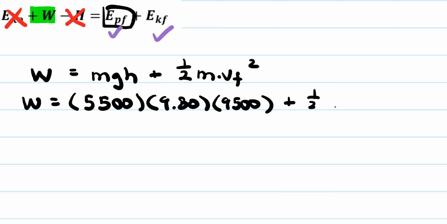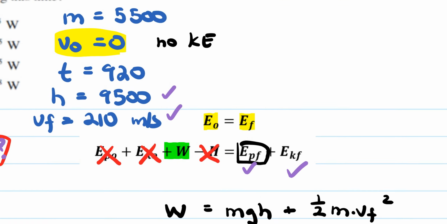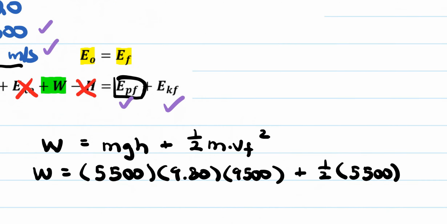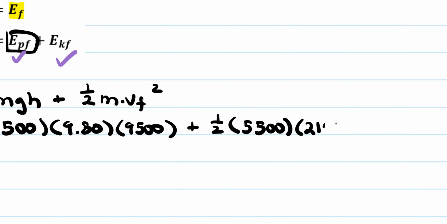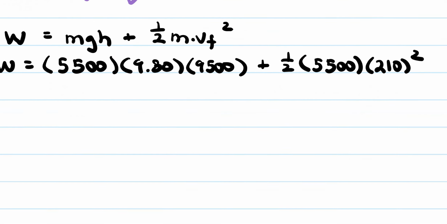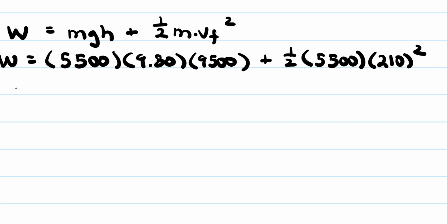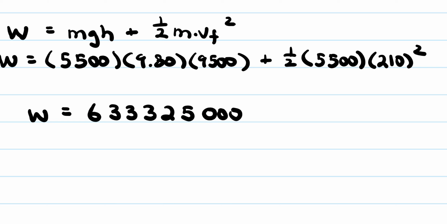Plus 1/2 times the mass, and the mass was 5,500, times the final speed, and the final speed here was 210, right? So we take 210, then we square it. Okay, so this is going to be a pretty big number here. So once again, if you go to a calculator and punch this in, this is the number I get: 2, 5, and 3 zeros. And this is the amount of joules of work, right?